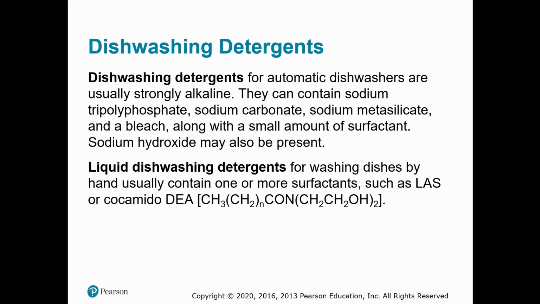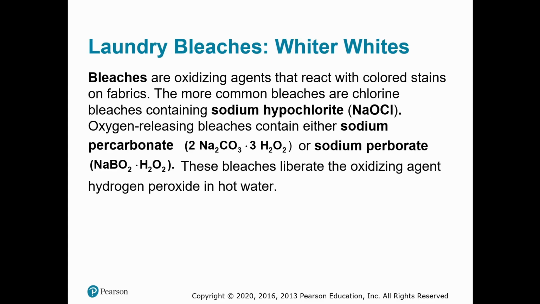Dishwashing detergents for automatic dishwashers are usually strongly alkaline or basic. They contain molecules like sodium tripolyphosphate, sodium carbonate, sodium metasilicate, and bleach, along with the surfactant. Bleaches are oxidizing agents that react with colored stains on fabrics. The most common bleach, or household bleach, is sodium hypochlorite, NaOCl. Other bleaches exist, such as sodium percarbonate or sodium perborate. These bleaches work by liberating hydrogen peroxide in hot water, which is the active oxidizing agent.